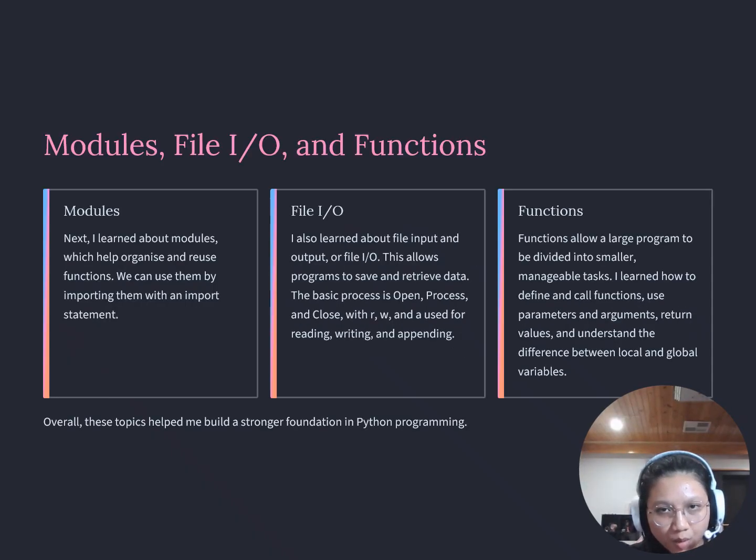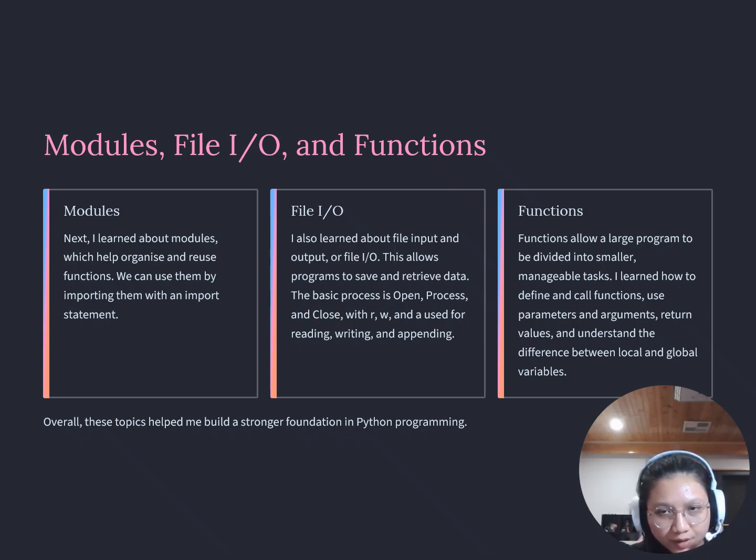Next, I learned about modules, which help organize and reuse functions. We can use them by importing them with an import statement. I also learned about file input and output, or file I/O. This allows a program to save and retrieve data. The basic process is open, process, and close, with r, w, and a used for reading, writing, and appending.